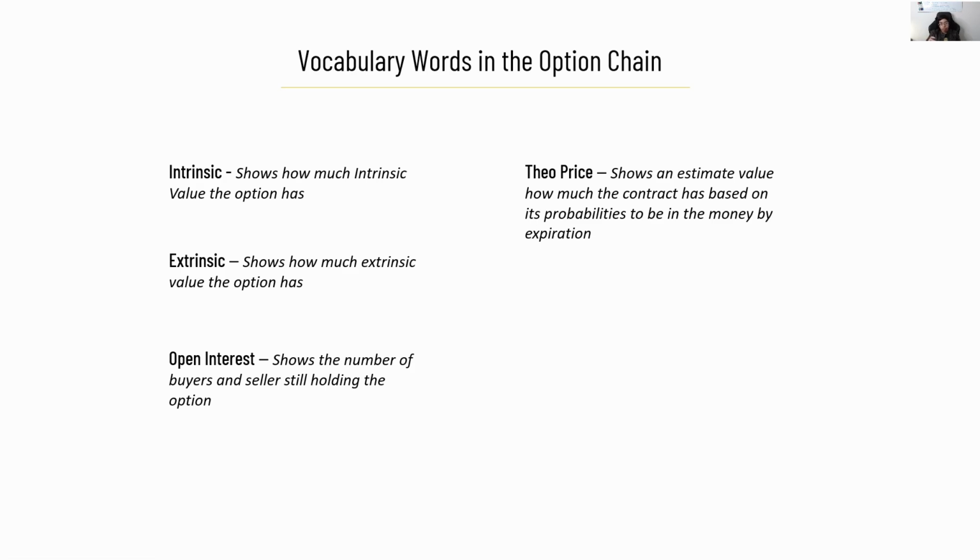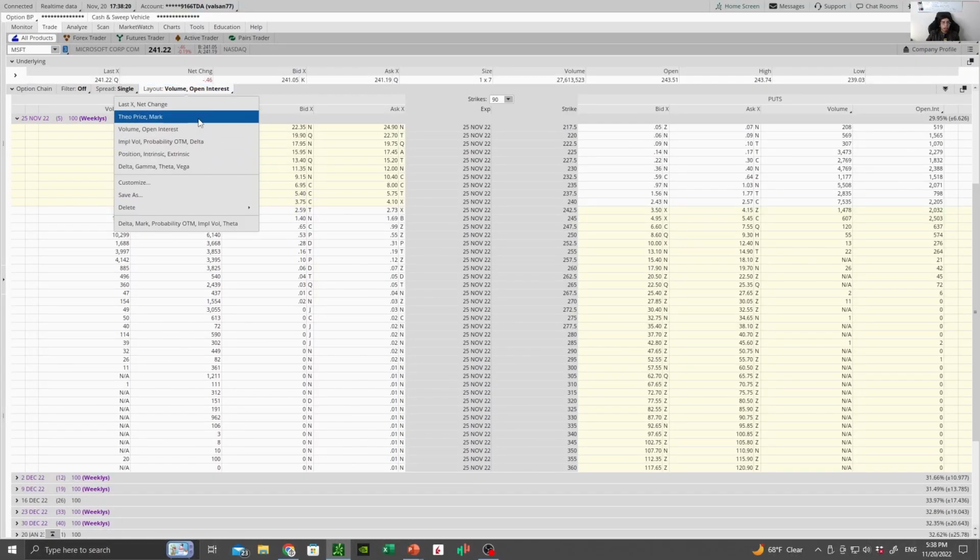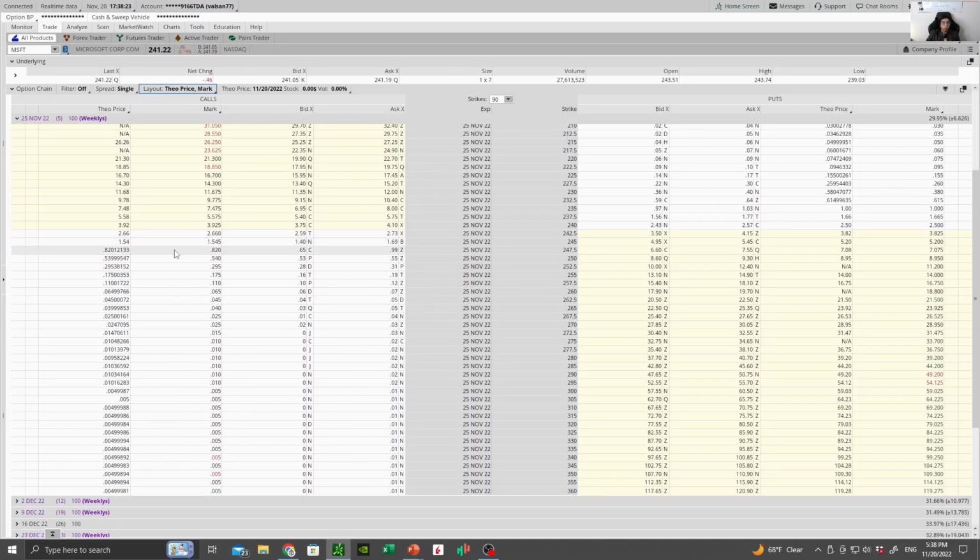Now, Theo price. Theo price just stands for the theoretical price. The Theo price shows an estimated value of how much the contract is worth based on its probability to be in the money by expiration. So let's look at the option chain. If I look at Theo price, which is right here, at that strike price, it says it's 154. What that means is that it's calculating its value based on the probability of this strike being in the money by 5 days, which is the expiration. It's sort of a different valuation to give the option itself, which is Theo price.